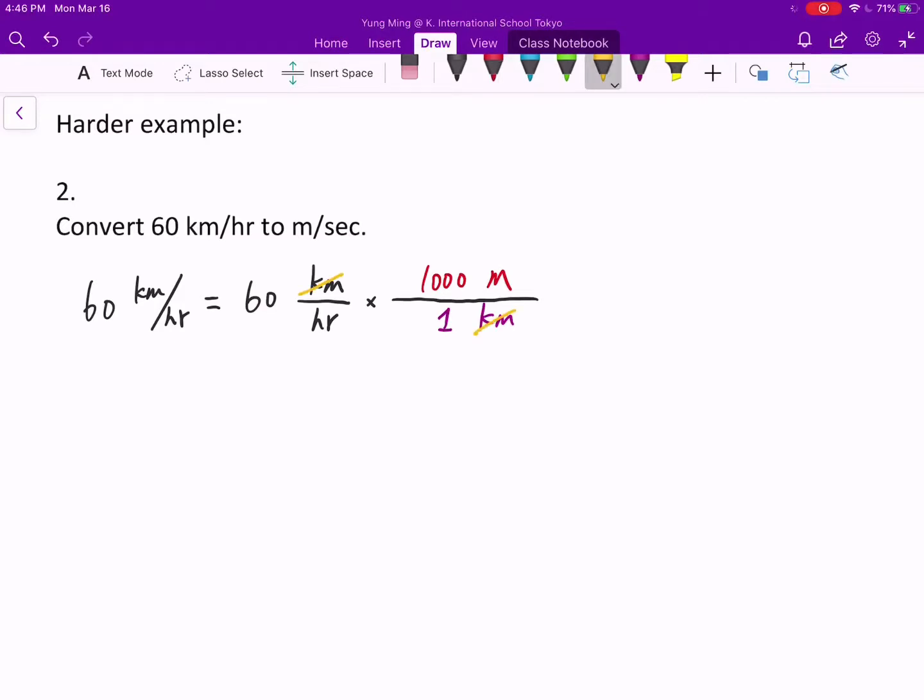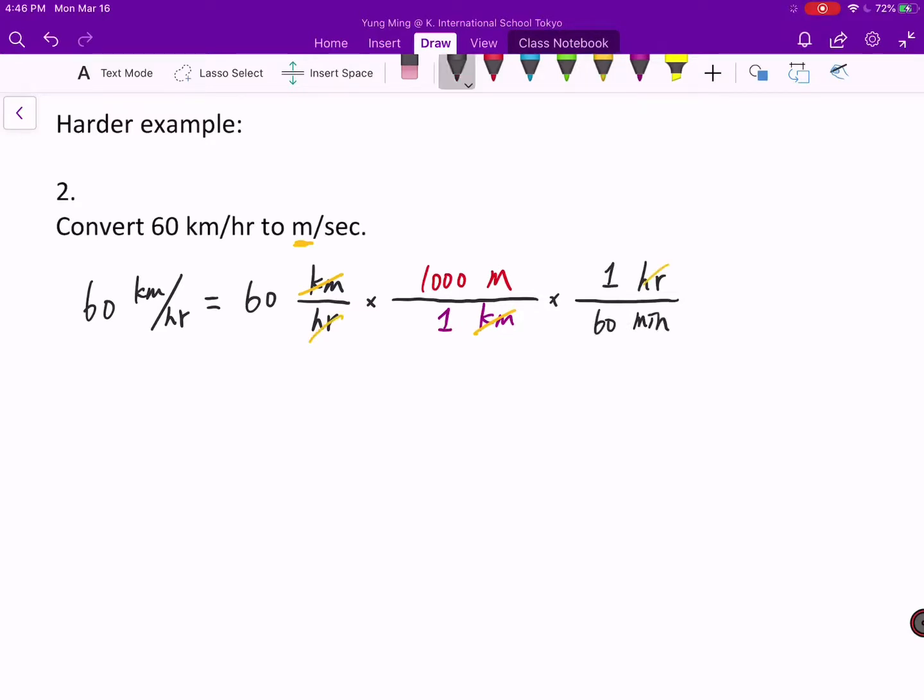I'm very happy. I now see my meter. That's exactly what I'm looking for. But I'm still not happy yet because I still have an hour. I want everything to be displayed in seconds, so I want to keep going. Now I need to deal with that hour. I need to put the hour over here so that I can cancel the hour on the bottom. So now I'm gonna convert that to, let's say, minutes. I know that 1 hour is equal to 60 minutes. There you go, we can cancel the hours.